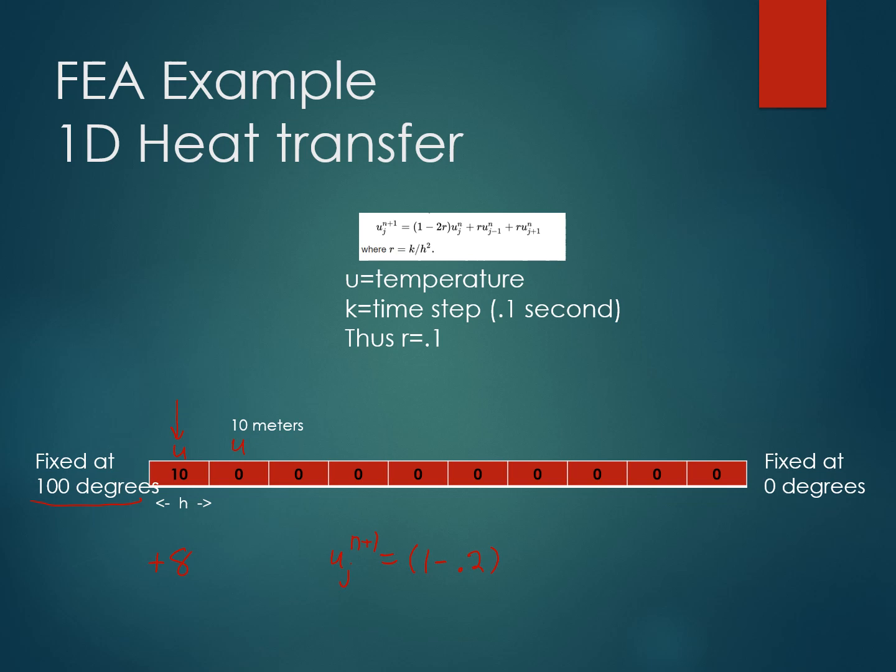And we've got the 0 here because it's currently 0, plus 0.1 times this term here, our j minus 1, which is going to be this element now. So that's 10 degrees. And then plus 0.1 times this will be j plus 1 right here. And again, that's 0. So then this simplifies out, since that term is 0 and that one's 0, to being 1 degree. So we'll have 1 degree here and 18 degrees here.